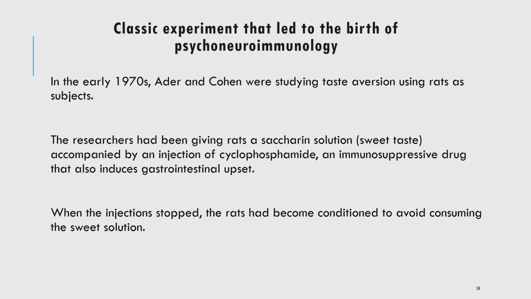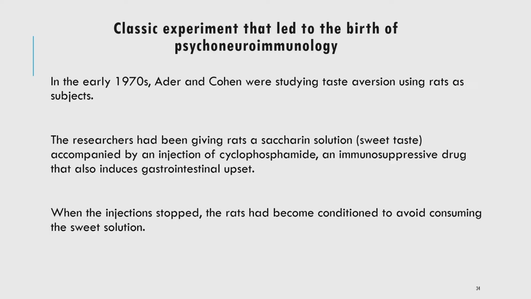So, they gave saccharin solution and then after that they injected rats with this particular drug, which had two impacts. One was that this drug induced a gastrointestinal upset. So, basically they were feeling like vomiting, that kind of intestinal upset was created by this drug. And another effect of this drug was that it suppressed the immune system to some extent.